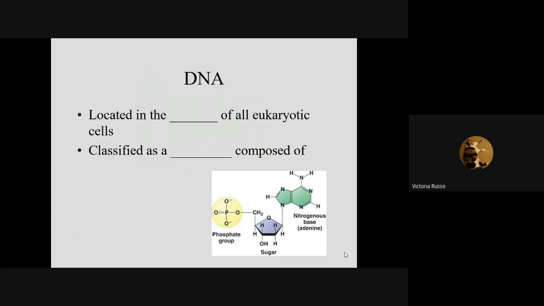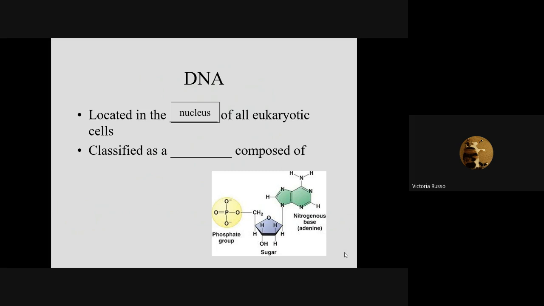All right. So we are completely switching gears away from photosynthesis and respiration, and we're going to be spending a decent amount of time, maybe even till early April, on DNA and genetics. So DNA is the genetic material, and it is located in the nucleus of all eukaryotic cells.